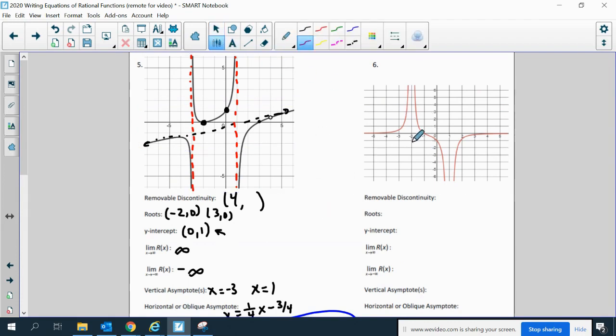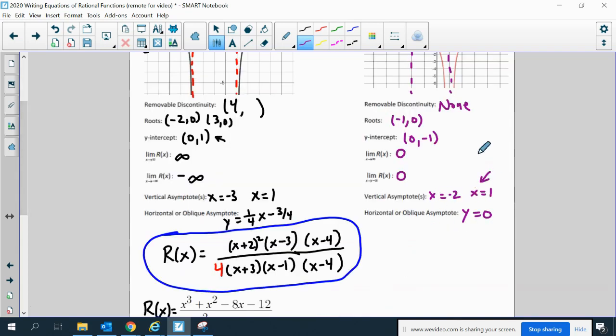Okay, problem 6. Looks like I have vertical asymptotes at -2 and 1. And 1 appears to be a double root, or a multiplicity of 2. Our limits as we go to infinity are 0, so we have a horizontal asymptote at y equals 0, y-intercept at -1. Roots, it appears that we have one root, and it is at x equals -1, and we have no removable discontinuities.